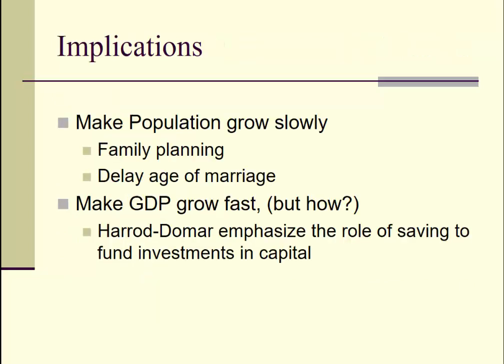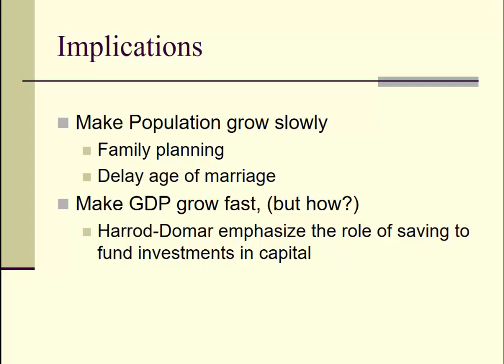So what are the implications? Well, you don't want your denominator to grow. And so if GDP per capita has population in the denominator, we want the denominator to grow slowly. The implications of the Coale-Hoover identity are to focus on making family planning methods available, using education or other measures to delay the age of marriage. But clearly you want the numerator to grow fast. How? What can we do to make the numerator grow fast?